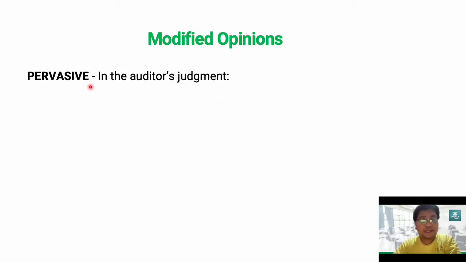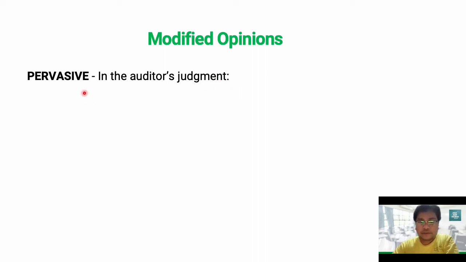Now, pervasiveness will ultimately depend on the auditor's judgment. So sadly, there's no clear-cut threshold, no? So when we consider a matter as only material but not pervasive, or the matter is material and pervasive. However, we have guidance here in our discussion.